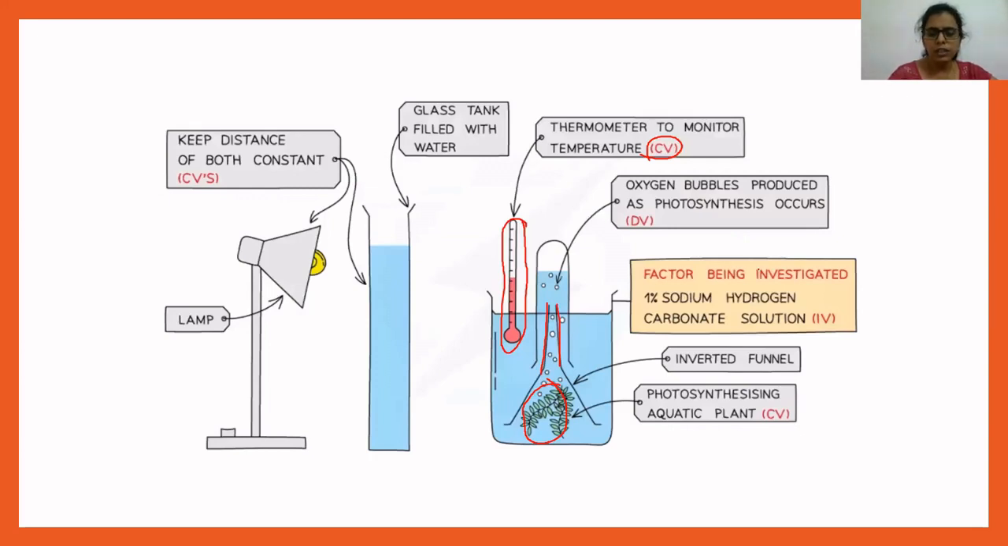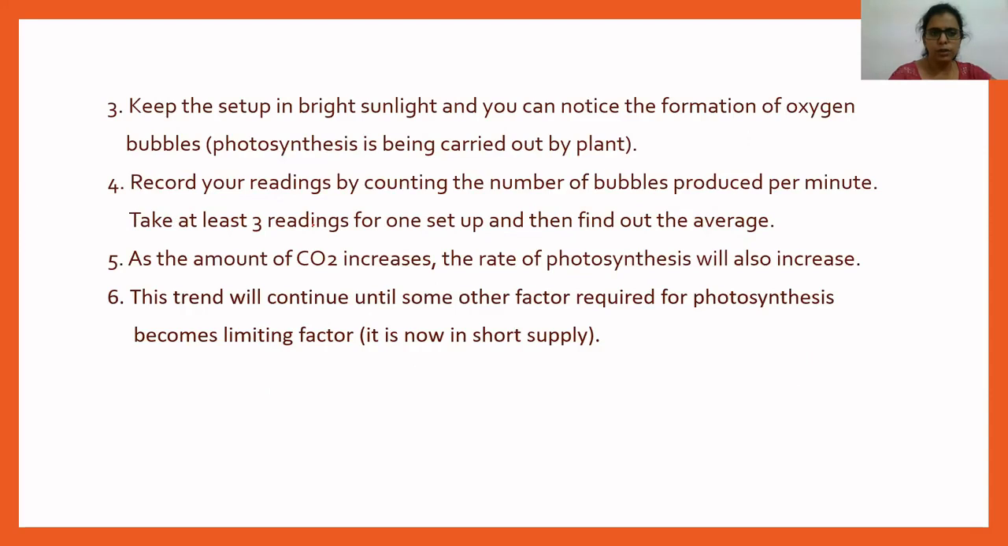Whenever you are recording the reading, remember you have to record it by counting the number of bubbles produced per minute. That means how many oxygen bubbles are produced in 1 minute, and you have to take at least 2 to 3 readings, and later find the average in order to get the mean number of bubbles produced in this particular concentration of carbon dioxide.